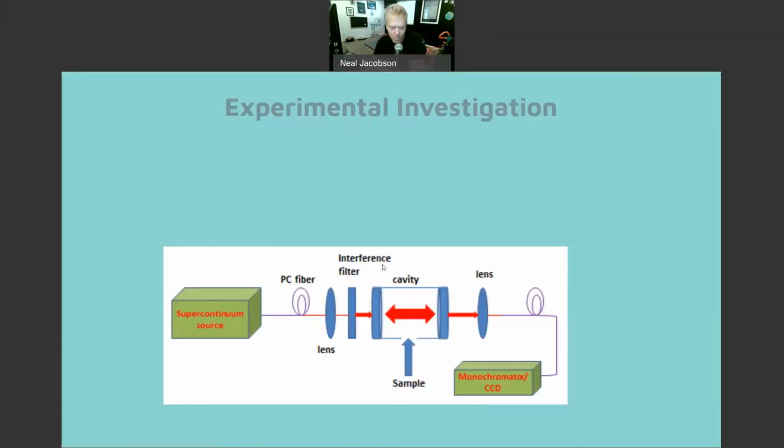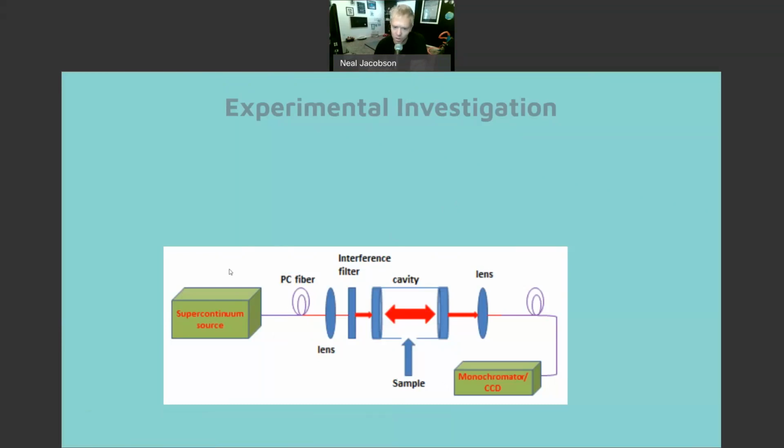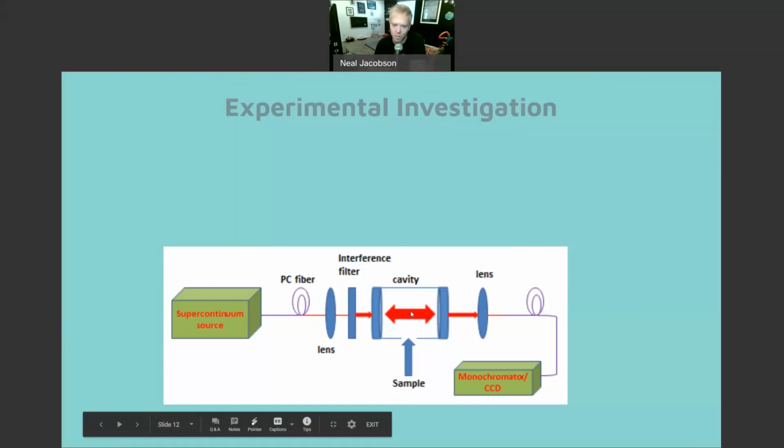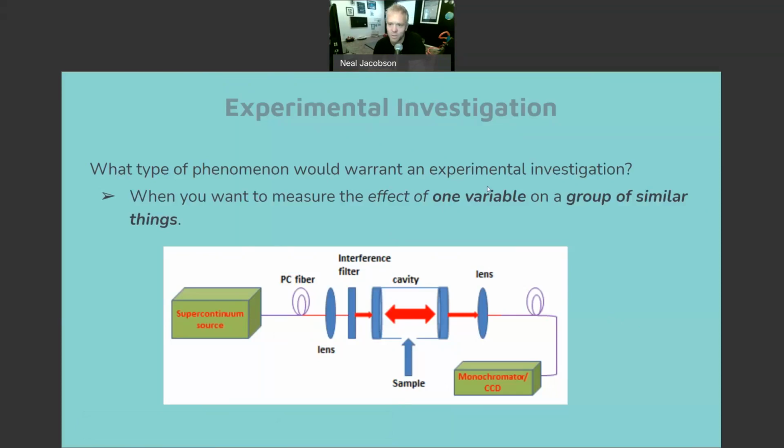And now let's talk about the final one, which is your experimental investigation. Pay no attention to this picture. It's just meant to show you that you can have this experimental design where it's complicated, where you're testing one variable that would be your sample, in your designed experiment. This is obviously like a physics experiment and not a biology one. And so what sort of phenomenon would warrant these experimental investigations?